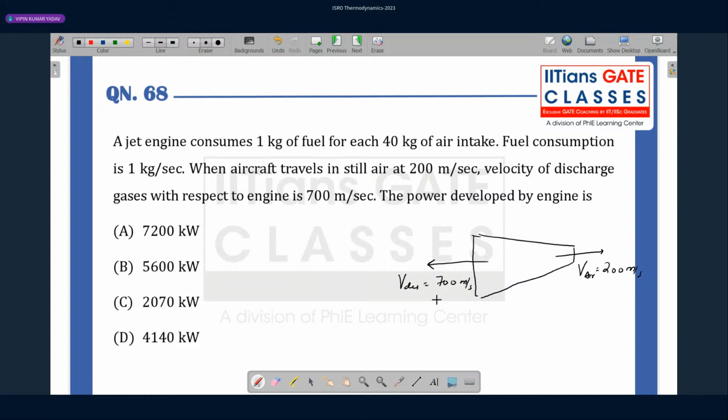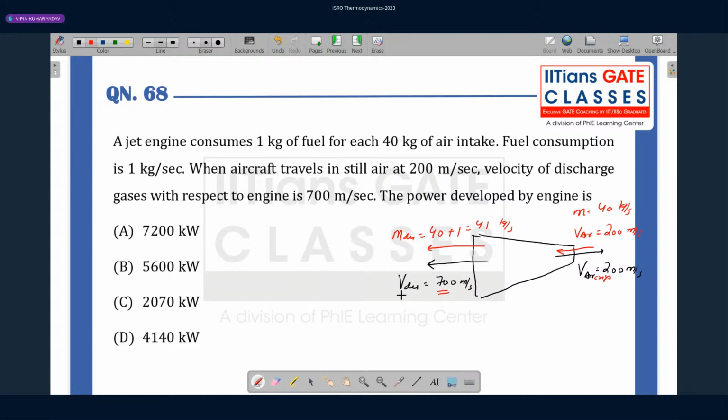So you see, first of all, here air is entering. At what speed? The velocity of air is also the velocity of the aircraft, so it is 200 meter per second. How much mass flow rate? 40 kg per second. And what is going out? Discharge is going out with mass of discharge equal to 40 plus 1, 41 kg per second.